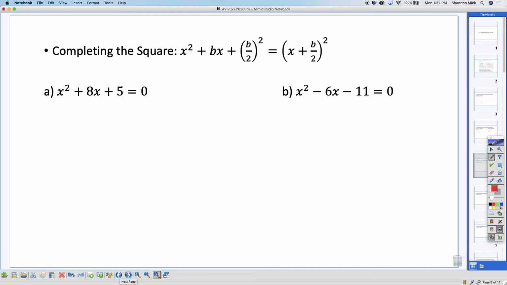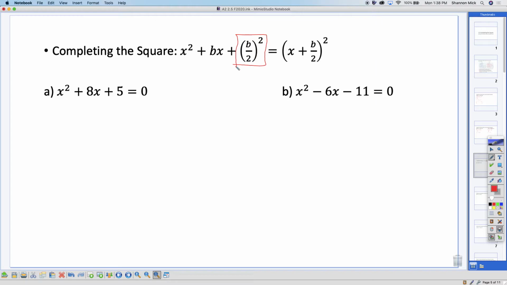Okay? Yes. Because right now I have x squared plus 8x plus 5. Is that a perfect square trinomial? No. I can't even factor it nicely, can I? No. So what we're going to do is give ourselves a perfect square trinomial, and we're going to do that by taking and adding in this term right here.